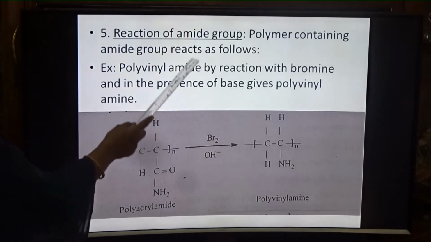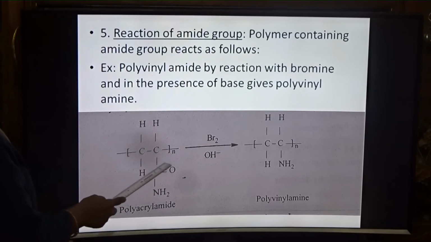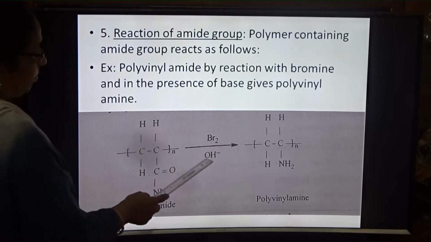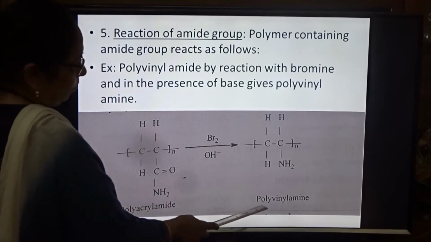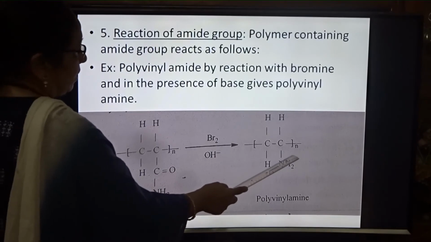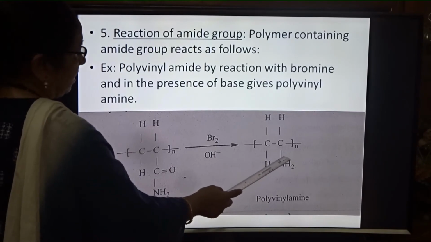Next, reaction of amide. Here RCONH2. CONH2 is the amide group which reacts with bromine in the presence of base to give polyvinyl amine. So the amide group is converting into an amine group.